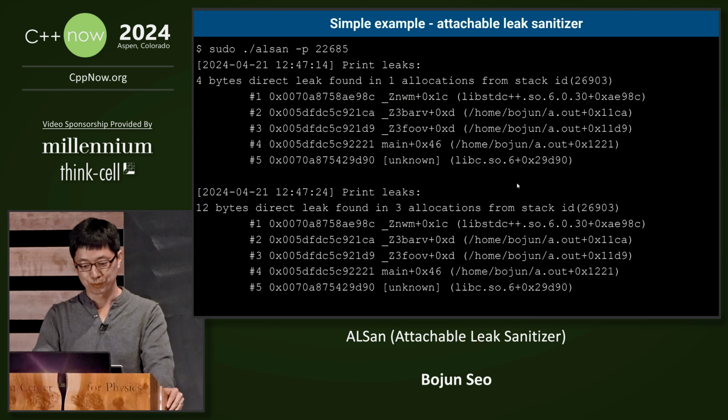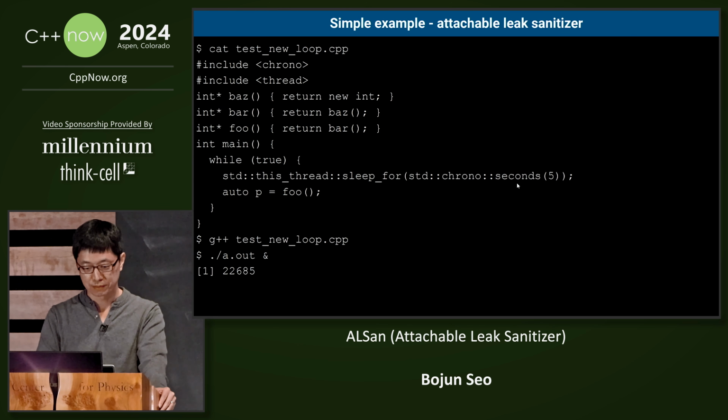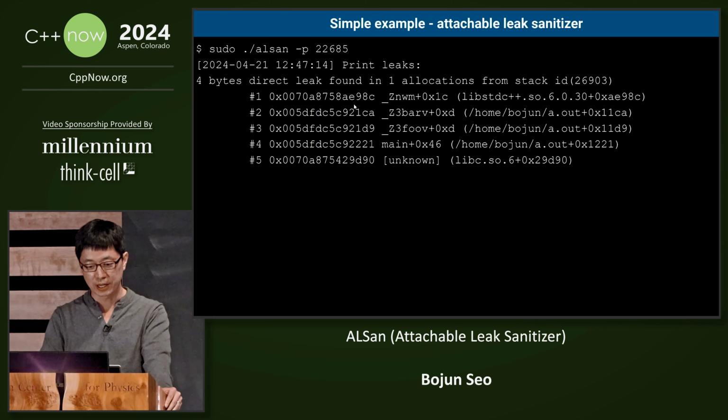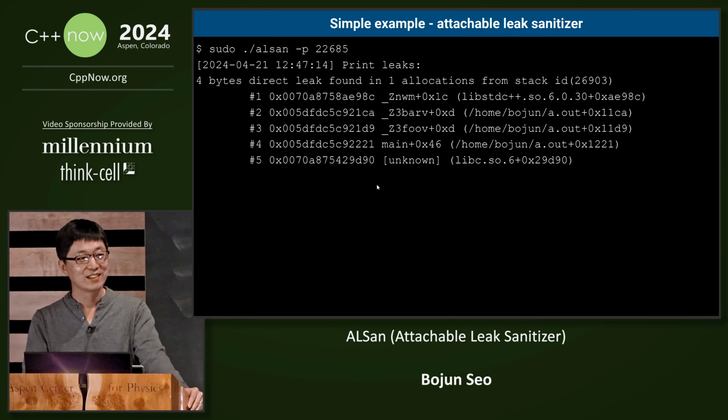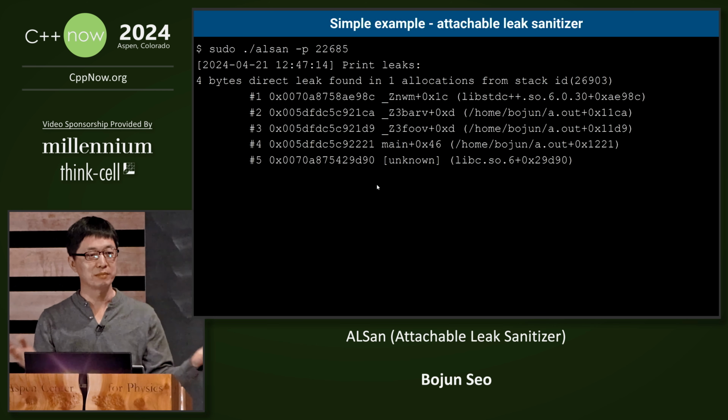Yeah, you're right. And I will show you some hint. Here, main calls foo, foo calls bar, bar calls buzz, and buzz calls new. Okay, again. Yeah, we're missing baz. Yes, exactly. Buzz is missing, right?